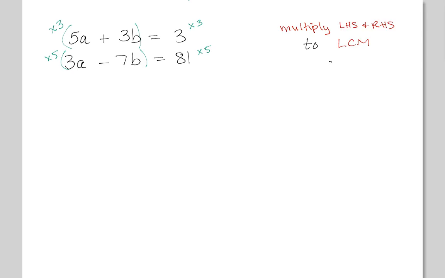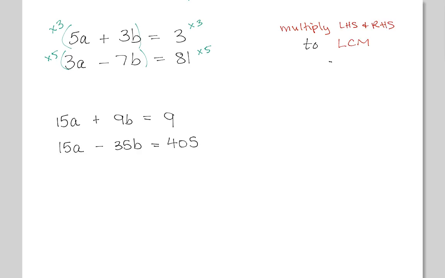Okay, so first equation, what do we have? 15a. Next one, help me out. 9b, good, equals 9, good. Second equation. 15a, negative 35b, good, and 81 times 5. 405.